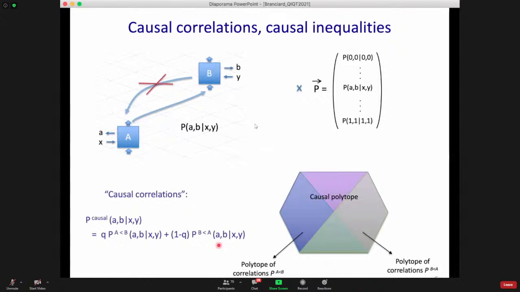Just take the convex hull of those polytopes and you get what we call the causal polytope. So in this high dimensional space where we encoded all our probabilities, we get this object, this volume in this space inside which all the causal correlations are. And it's possible, in principle at least, to characterize this volume. Essentially, the vertices are typically the deterministic causal strategies. So we can list them, and then we can take the convex hull of all this.